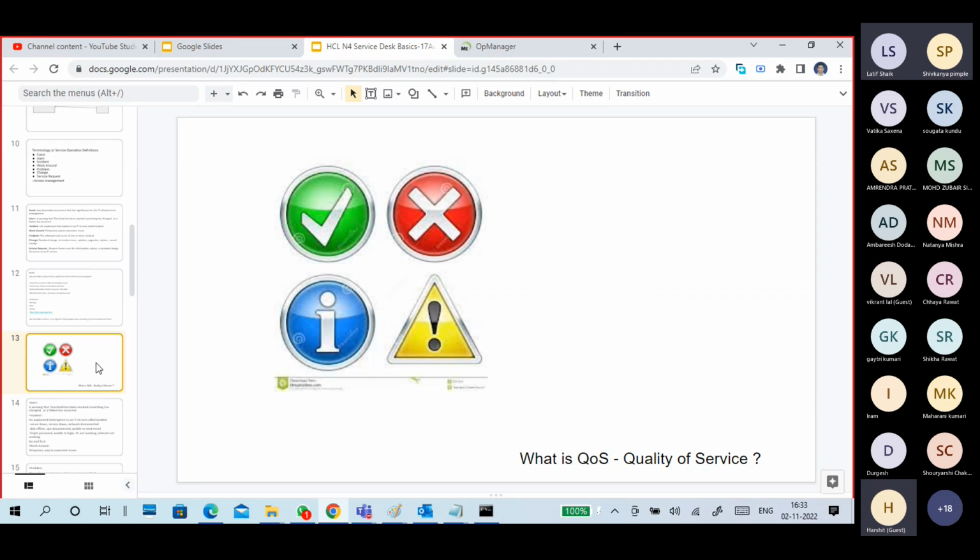Okay, information is generally a good thing, like backup successful information, transaction successful information. Okay, transaction failed: error. In events, it is an error. Okay, transaction failed.